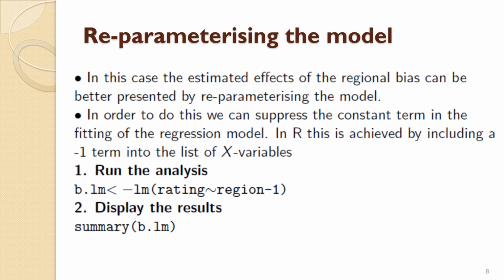In order to do this, we can suppress the constant term in the fitting of the regression model, and in R you do this by including a -1 term in the list of x variables. So again, you've got this 2-step process. Firstly, run the analysis. Secondly, display the results. Remember, R is like a robot. It will do exactly what you tell it to do, nothing more, nothing less. So in the first step, you want a linear model, rating related to region, that's what the twiddle sign means, -1, so no constant term. Call the thing something logical, b.lm, and then summarize results, summary b.lm, exactly what you called it at the end of stage 1.